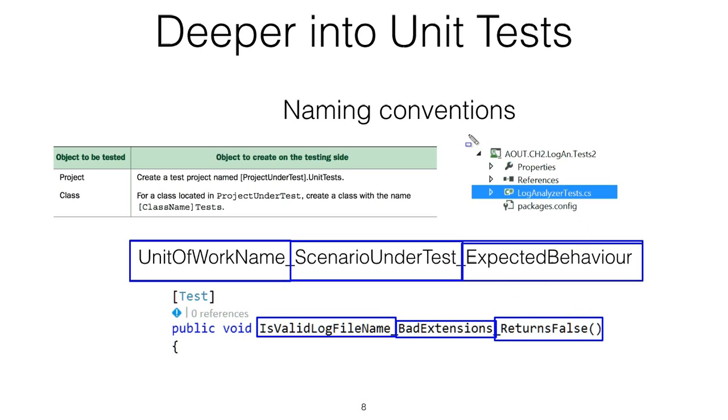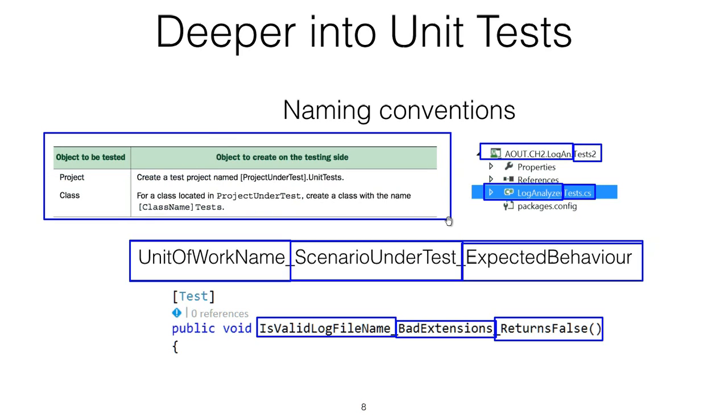Also, we have a convention for how to name unit test classes. They should start with the name of the class under test and have the suffix Tests. The project for tests should be called like our business logic project with the suffix Tests. You can see it in a table.